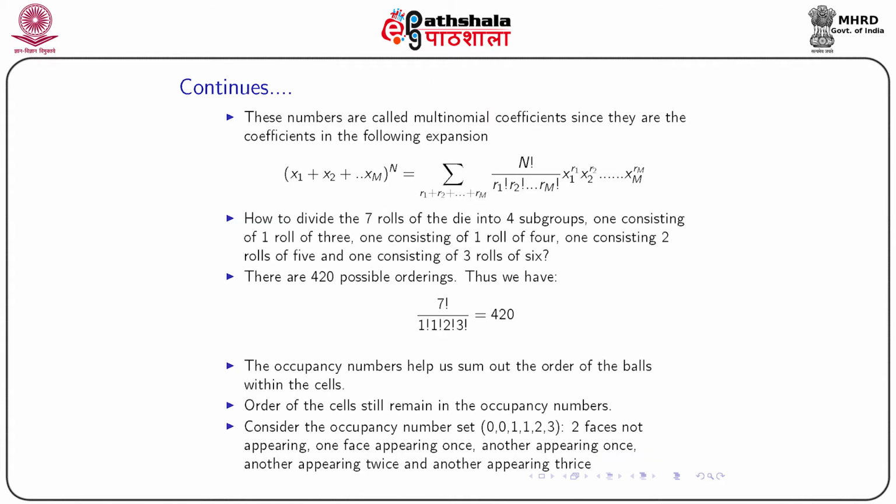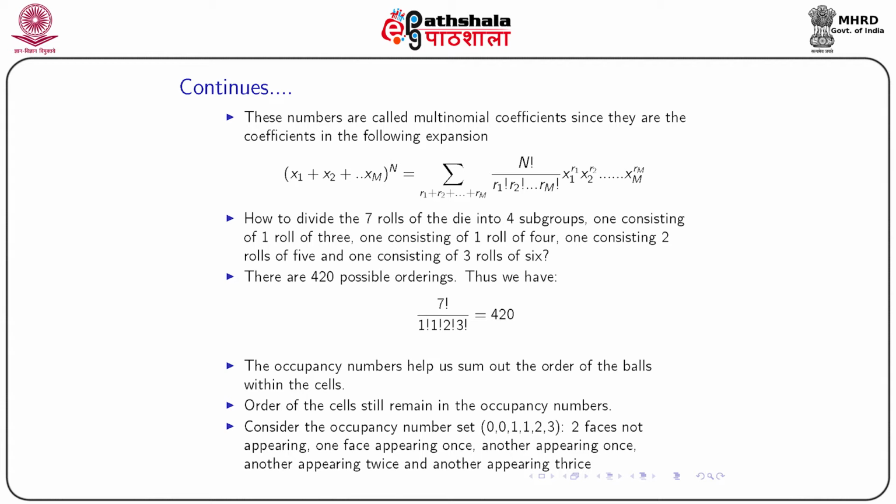These numbers are called multinomial coefficients, since they are the coefficients in the expansion. If we do the expansion of x1 plus x2 plus ... plus xm to the power n, then this coefficient will come.